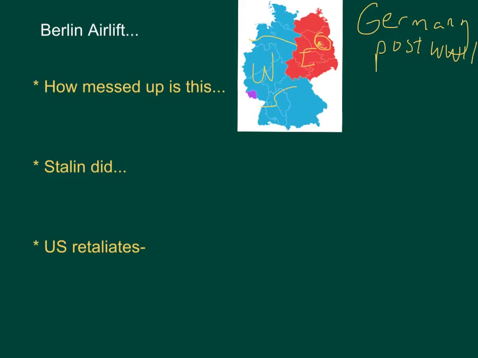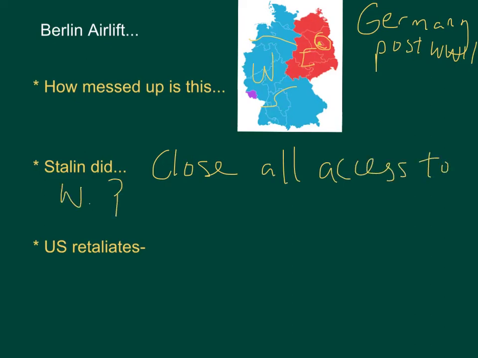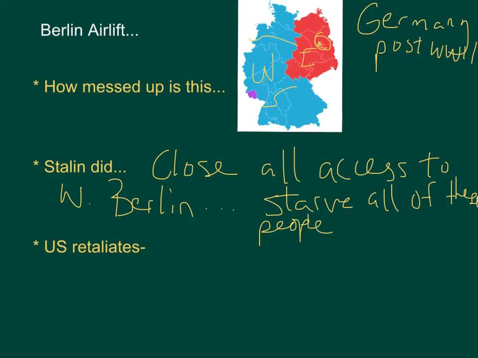So, what Stalin decides to do in order to frustrate the Western world, to anger the United States, is they close all access to West Berlin. So no roads, nothing like that. There's no highways, there's no train access, there's nothing. And the thought process was that they would close off West Berlin and starve all of these people, unless they, being Britain, the US, and France, decided to give up control of Berlin and make it all communist.